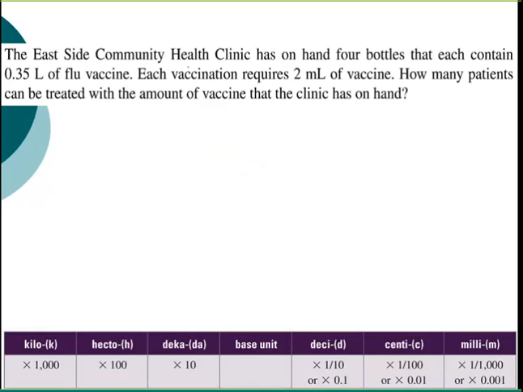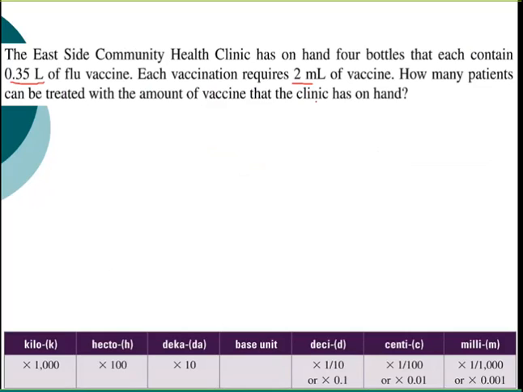But we've got a situation here, and this is how you're going to be looking at your assignments. You've got 4 bottles, and they each contain 0.35 liters of a flu vaccine. Each vaccination for each person takes 2 milliliters of the vaccine. So how many patients can be treated with the amount of vaccine the clinic has on hand?